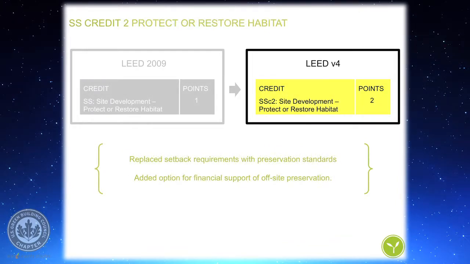We've added an option to the protect or restore habitat credit, in this case in the BD&C systems and in EBOM, for projects that want to make a financial donation to a nationally accredited land trust alliance or land preservation organization to preserve large tracts of land. The reason for this, of course, is because preserving larger tracts of land and habitat can often be a better outcome and do a better job of protecting habitat than doing it in more of a piecemeal way on a project-by-project basis.